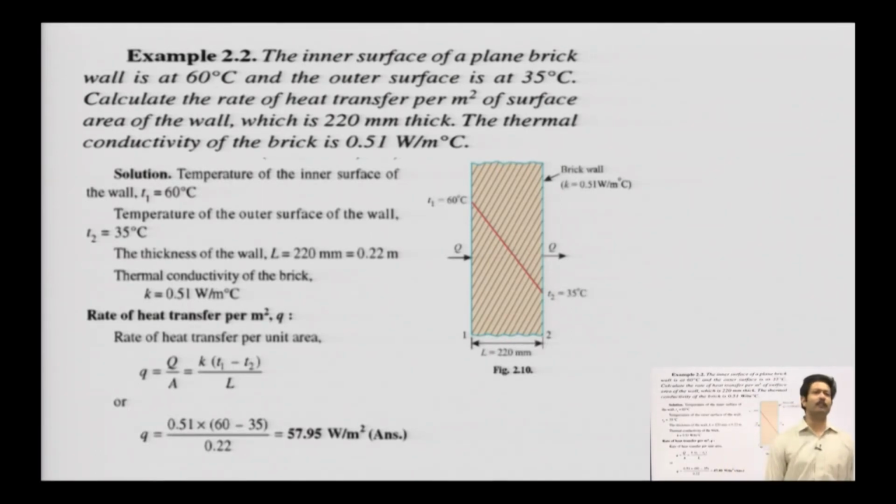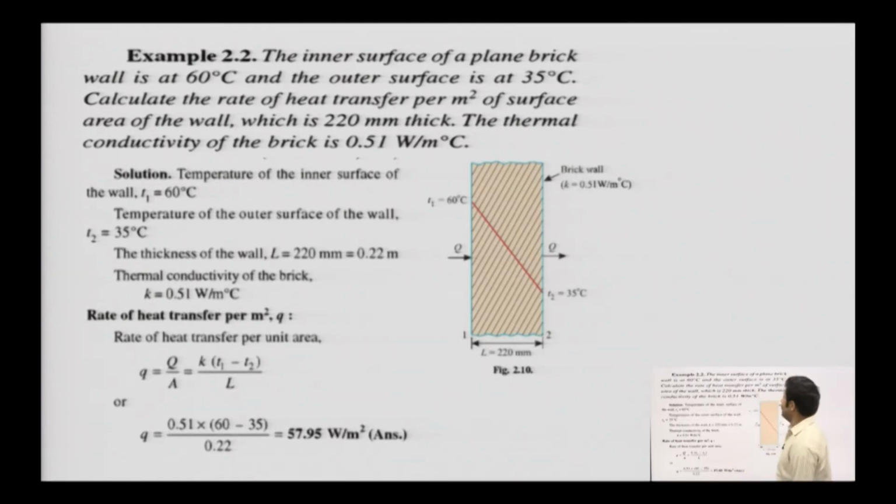The inner surface of a plain brick wall is at 60 degrees Celsius and the outer surface is at 35 degrees Celsius. Calculate the rate of heat transfer per meter square of surface area of the wall, which is 220 mm thick. The thermal conductivity of the brick is 0.51 watts per meter degree Celsius.